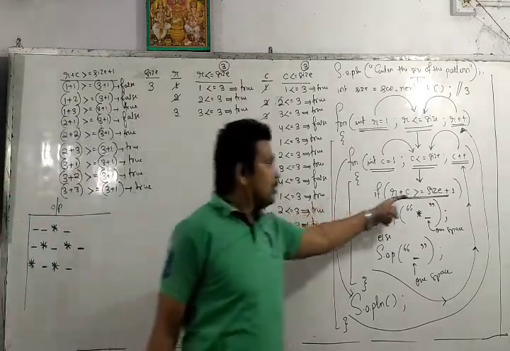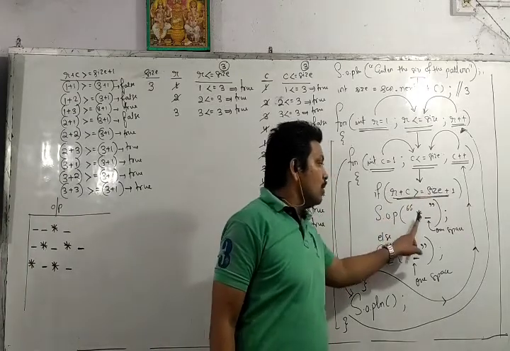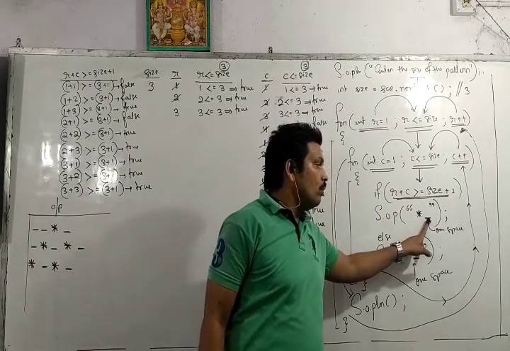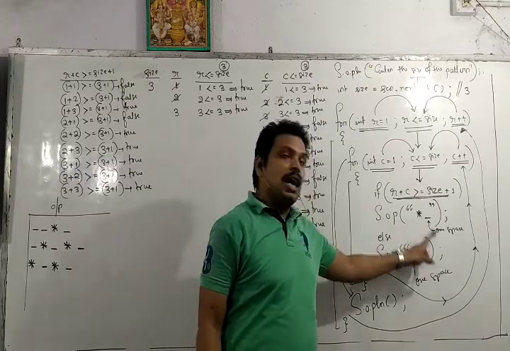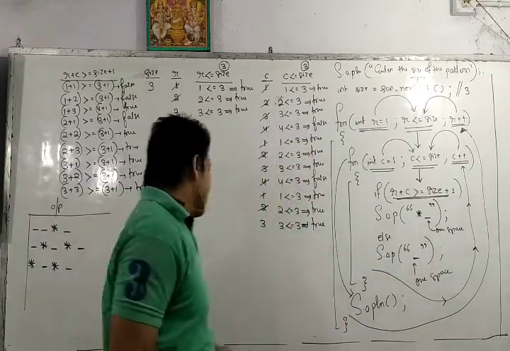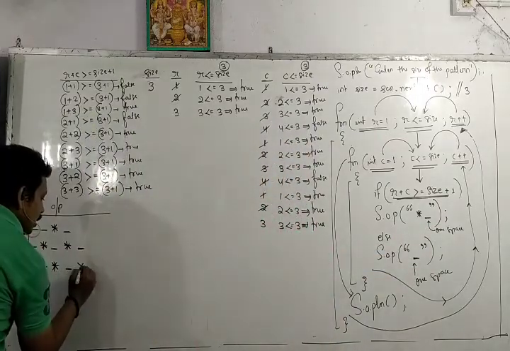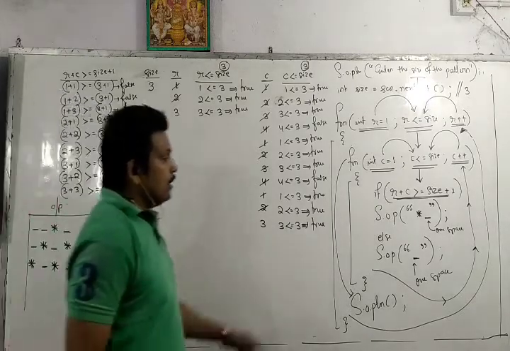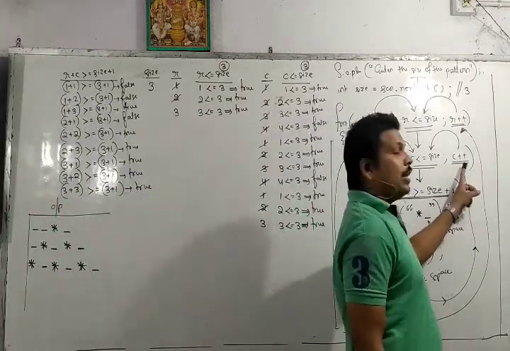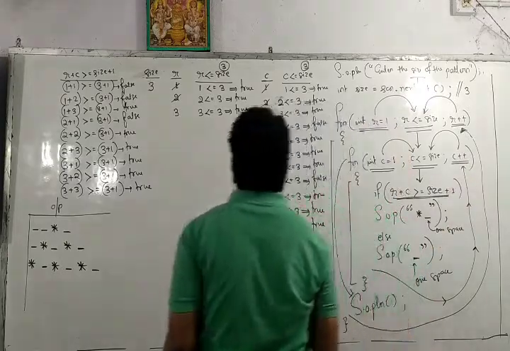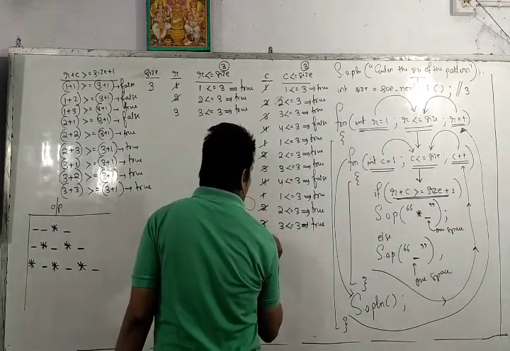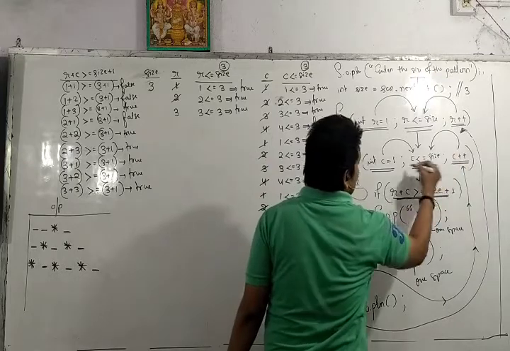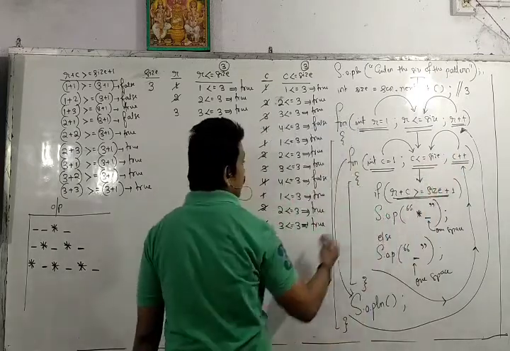If this condition is giving true, that means one star will be printed along with one space. Then the control will go to the updation expression of the inner for loop, c++. So it will become 4. Then the control will go to the testing expression of the inner for loop, c less than or equal to size.